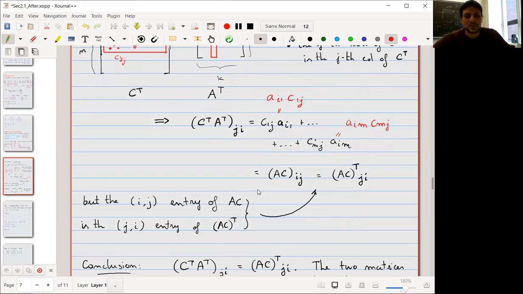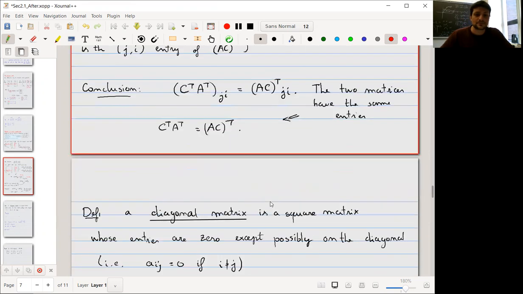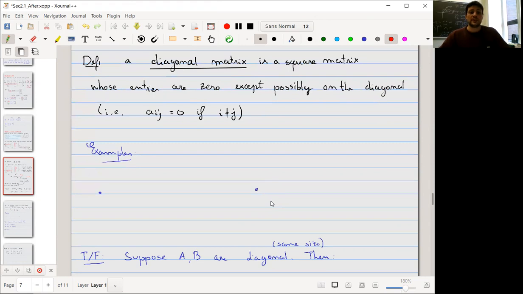This was a tongue twister, but the conclusion is, so the reason why these get swapped is that rows become columns when I transpose. The conclusion is that the JI entry of C transpose A transpose is the same as the JI entry of (AC) transpose. But then it means that the two matrices must have the same entries. And so it's only natural that when I transpose AC, I get the transpose of C times the transpose of A, with the reversed order.